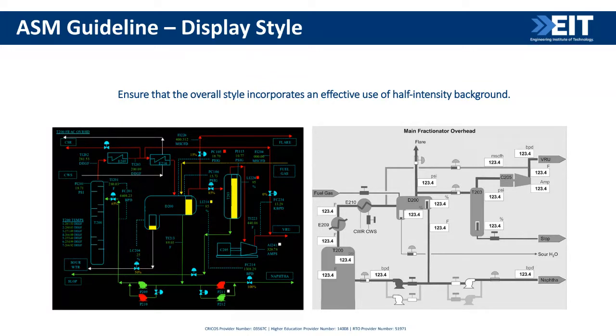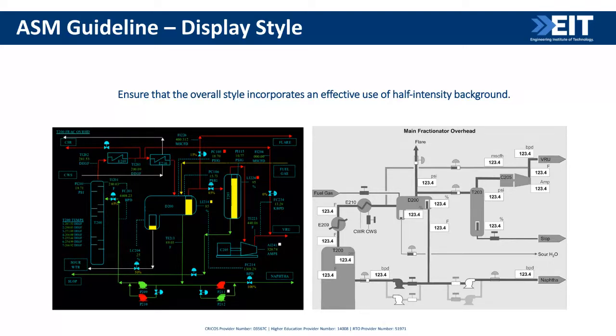So at the moment, I know that this main fractionator overhead process is running very well. There are no alarms in it, and I don't really have to act upon it. So that reduces all the visual noise to the operator. High contrast colors make it very difficult to see process changes, whereas low contrast colors make process data more visible.